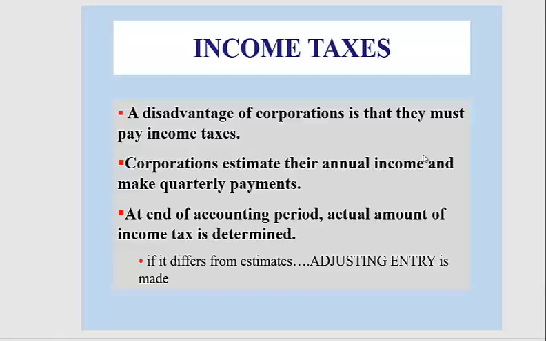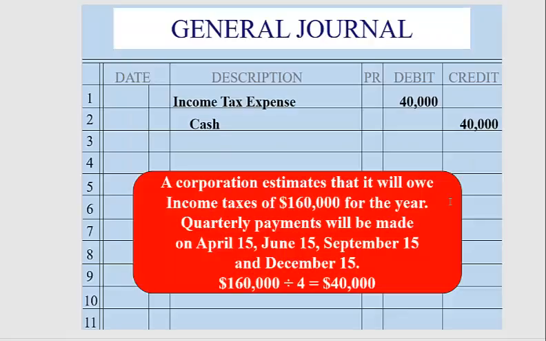So a corporation has to estimate its annual income, figure out what its income tax is probably going to be, and then make estimated quarterly payments. Then at the end of the accounting period, when the actual amount of income tax is determined, the corporation has to make an adjusting entry to correct its income tax expense account.